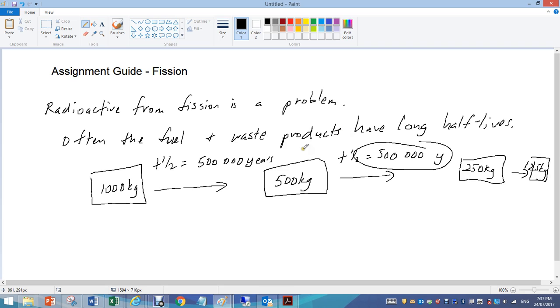So this is one of the issues. These waste products have long half-lives, and during that time they emit radiation. Could be alpha, beta or gamma, depending on what your reaction is, and these can be harmful or fairly harmless depending on which ones they are and where they're released. So again, you need to look up what's going on with your reaction itself.